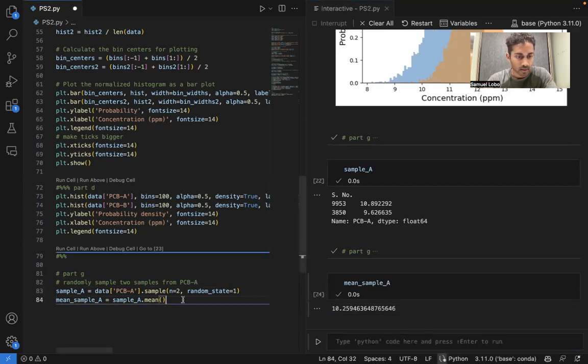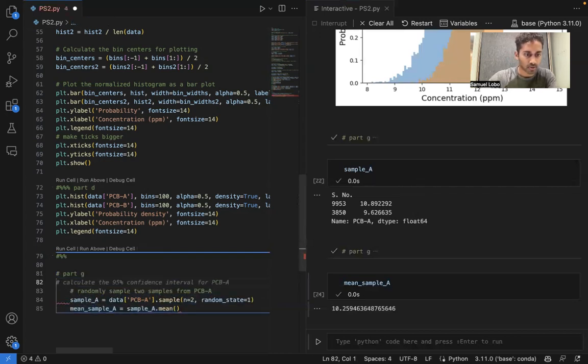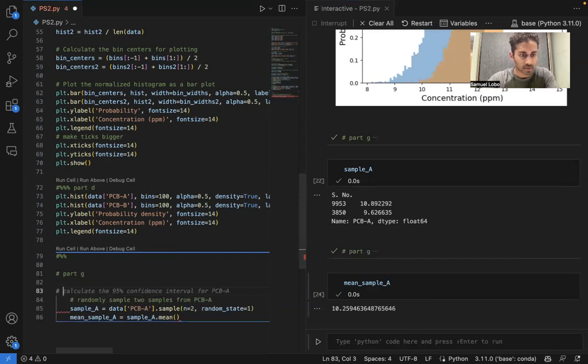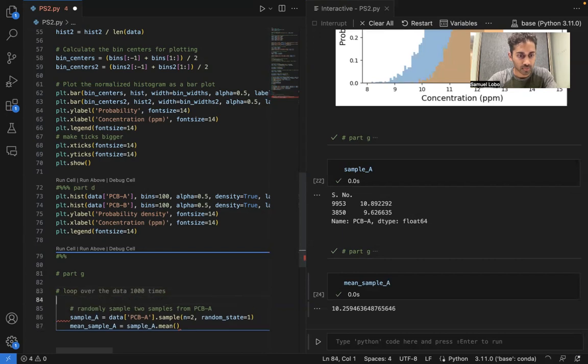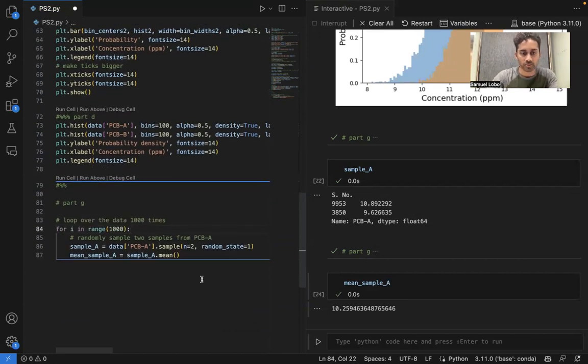Okay, and now I want to do this 1,000 times. So how do I loop through this 1,000 times? You're going to make a for loop. So let me say, loop 1,000 times. I'm saying for i in range 1,000, I'm going to calculate this.